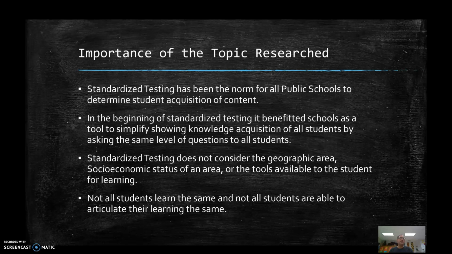So the importance of this research topic is kind of a few things. Standardized testing has pretty much been the norm for public schools and how they determine whether or not a student is proficient in something. And I wanted to look specifically at whether or not providing that standardized test meant that we were acknowledging a student's ability to master a skill based on these tests. So that is pretty much the rationale and the importance for this particular topic.